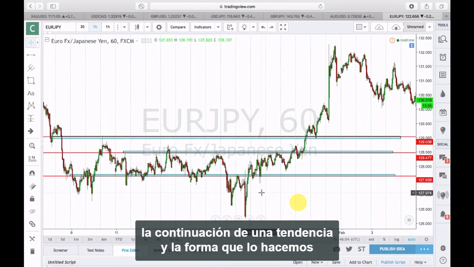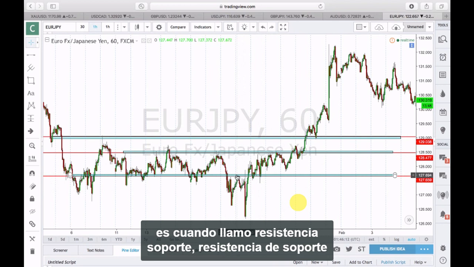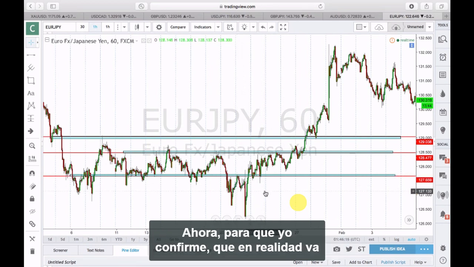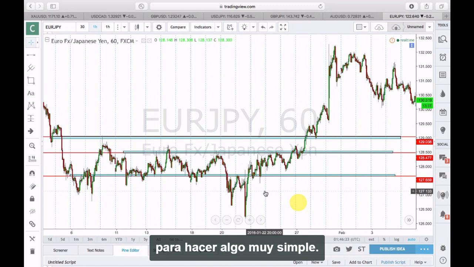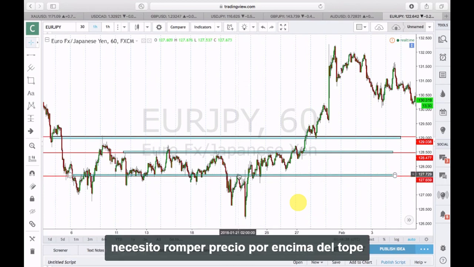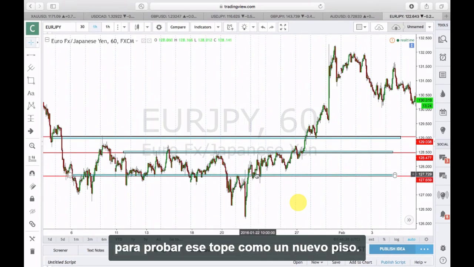And the way that we do that is very simple. A way that I've used that's helped me is, when I call support and resistance, I really mean the floor and the ceiling. Now, in order for me to confirm that it's actually going into an uptrend, I need it to do something very simple. As I see an area of resistance before, or a ceiling, I need price to break above it, to break the ceiling and to test that ceiling as a newfound floor.